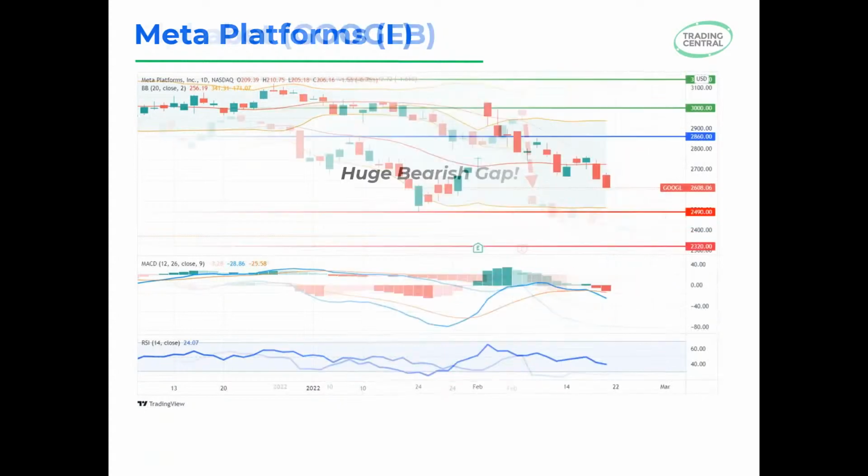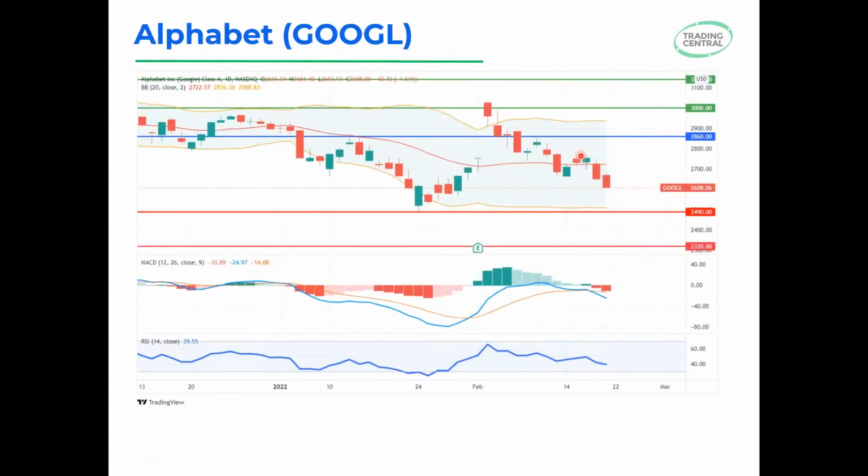Now, how about another big tech name, Alphabet, the parent company of Google? We see that also at the start of the month, we had a bullish gap here. However, this bullish gap has been filled. After several down sessions, this bullish gap has been filled. Also, we could not be bullish at this moment for this stock.